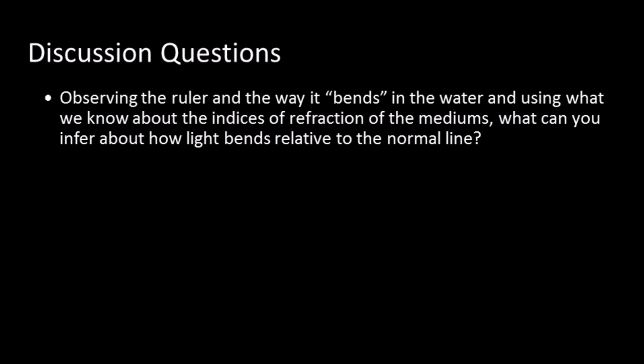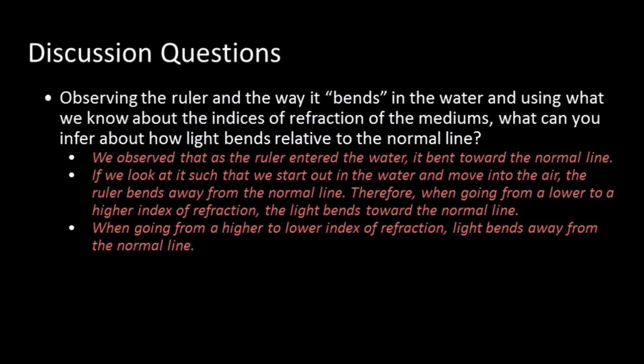Alright, observing the ruler and the way it bends in the water, and using what we know about the indices of refraction of the mediums, what can you infer about how light bends relative to the normal line? We observed that as the ruler entered the water, it bent toward the normal line. If we look at it such that we start out of the water and move into the air, the ruler bends away from the normal line.